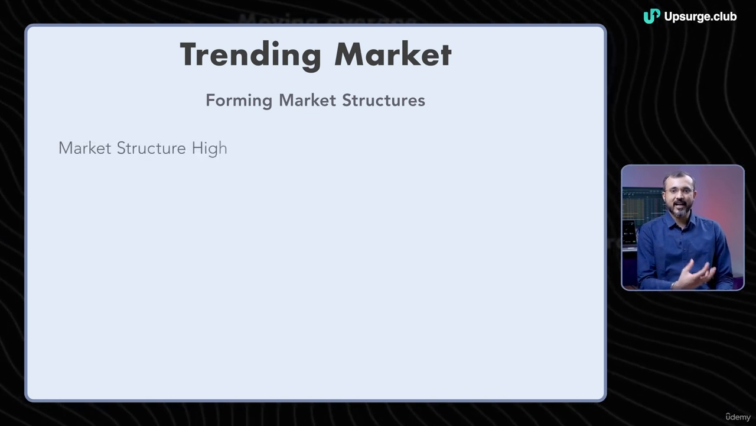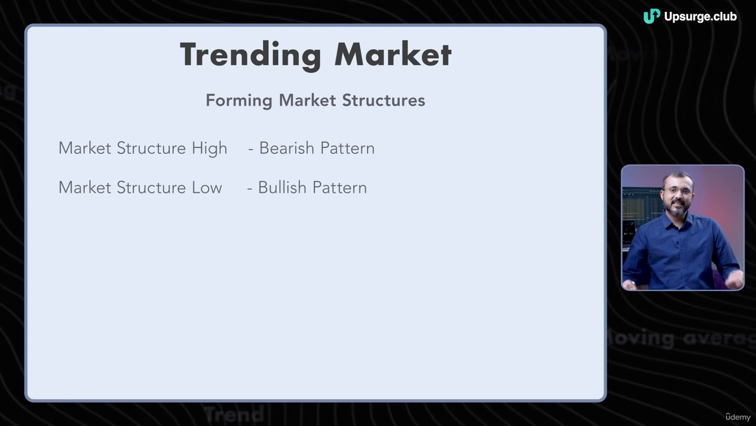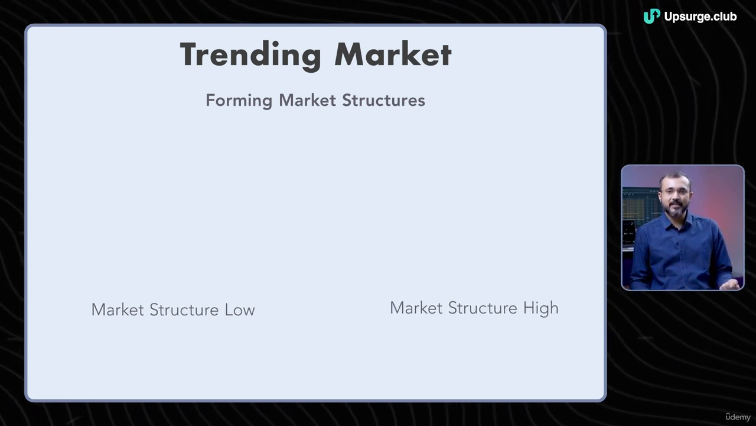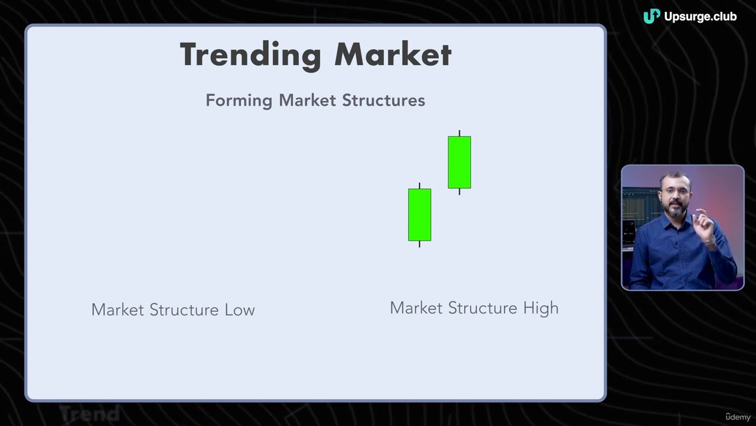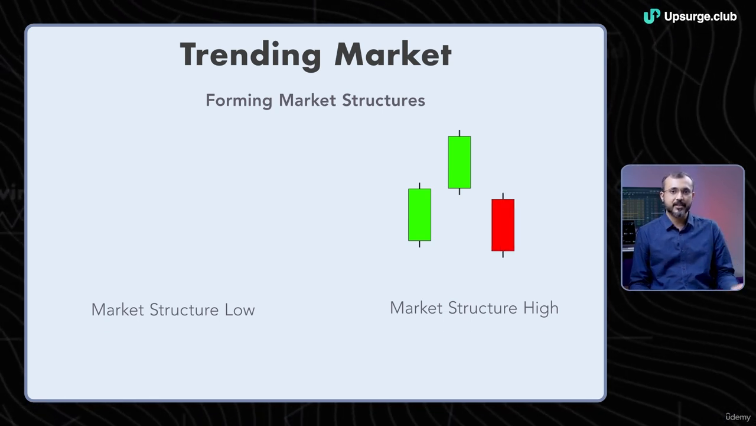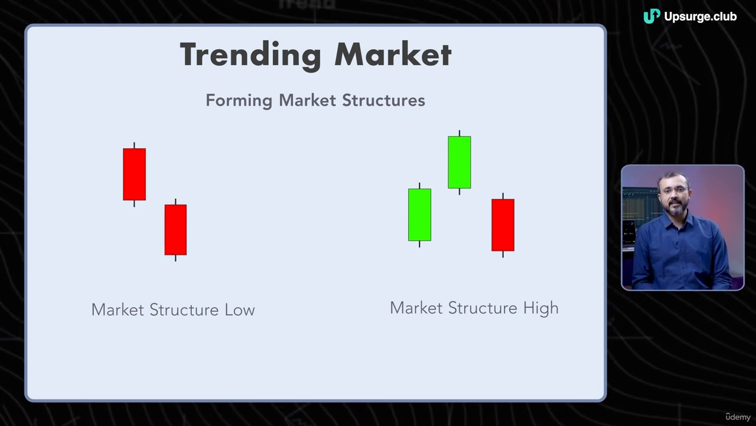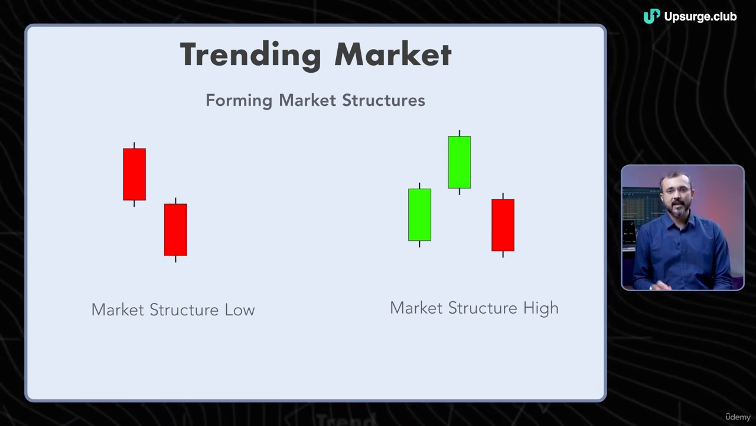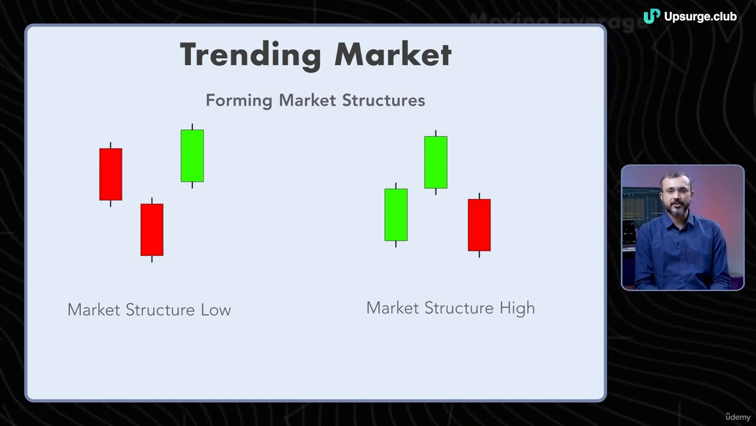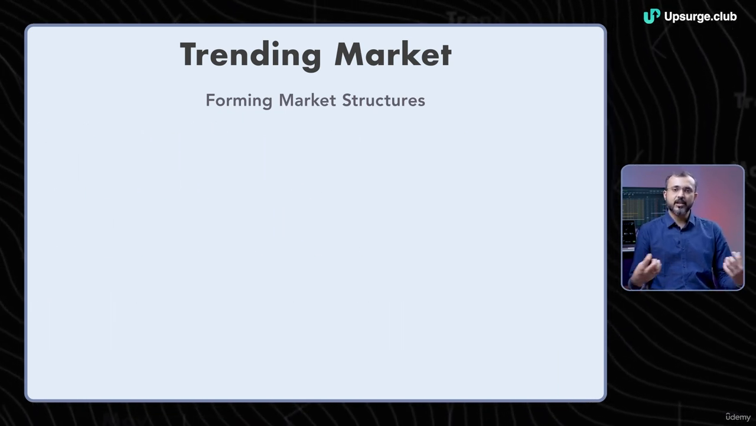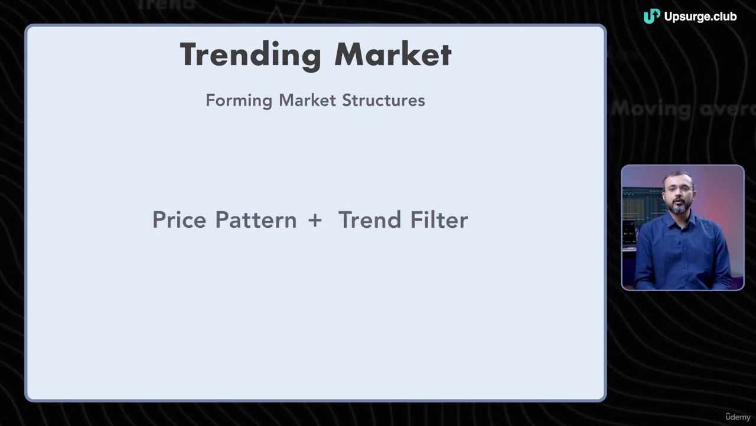The second part is forming market structures. Market structure high is a bearish pattern. Market structure low is a bullish pattern. Just a quick revision. Market structure high means you will have two bullish candles, and the third candle is going to be a bearish candle, which is a market structure high. Market structure low means there are two bearish candles, you get two lower closes and one bullish close, or maybe one higher close, which forms market structure low. Now having a conjunction of price pattern plus indicator gives us very good information.